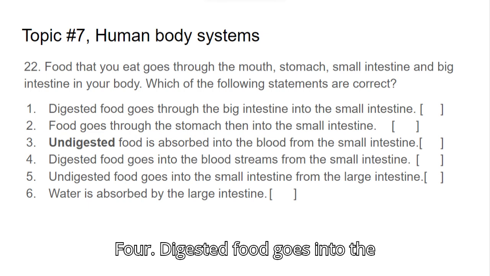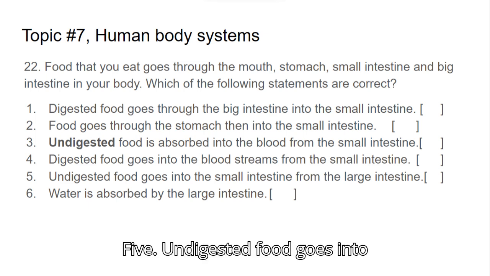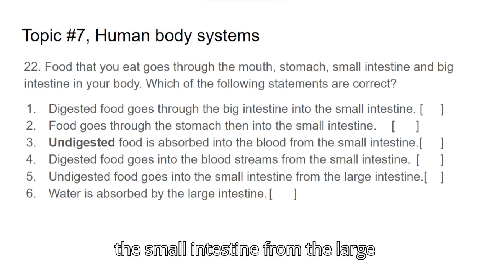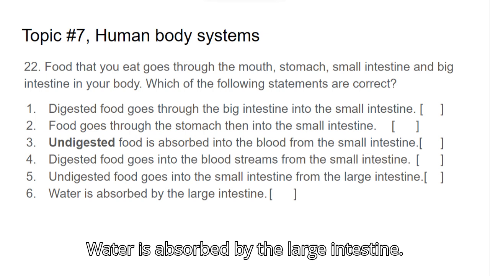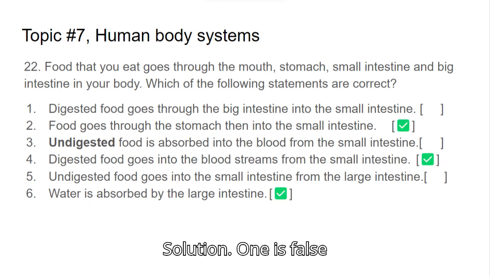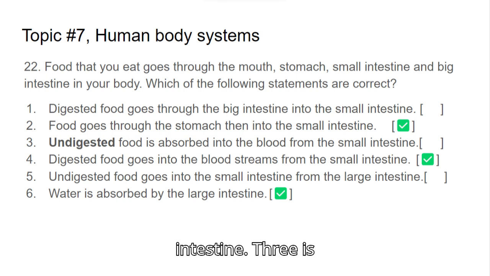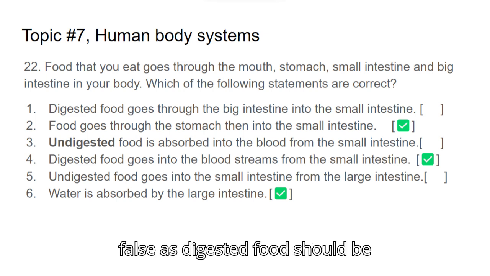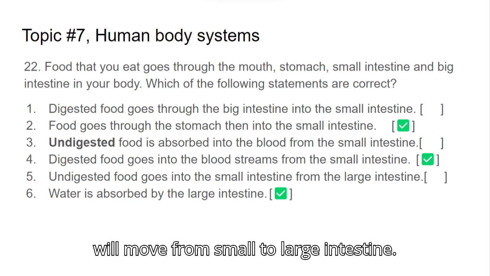4. Digested food goes into the bloodstream from the small intestine. 5. Undigested food goes into the small intestine from the large intestine. 6. Water is absorbed by the large intestine. Solution. 1 is false as food should move from small to large intestine. 3 is false as digested food should be absorbed into the bloodstream. 5 is false as undigested food will move from small to large intestine.